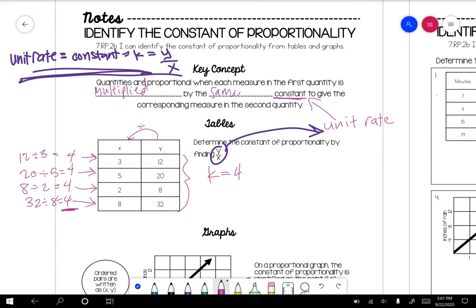Okay, so if we reversed things, right? If we had X, but we didn't know our Y values, we could take X and multiply it by 4 to get our Y values, right? So instead of going this way, we could also go the other way. So 3 times 4 is 12, 5 times 4 is 20, 2 times 4 is 8, 8 times 4 is 32.